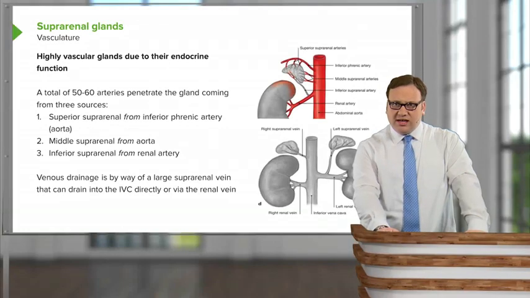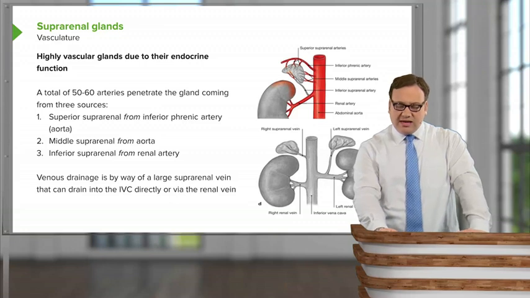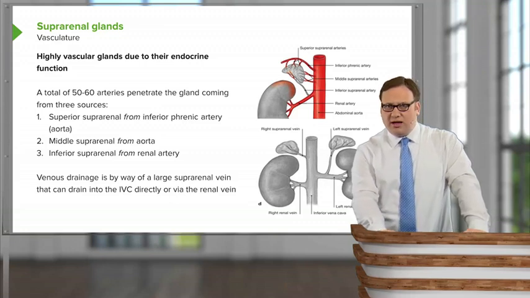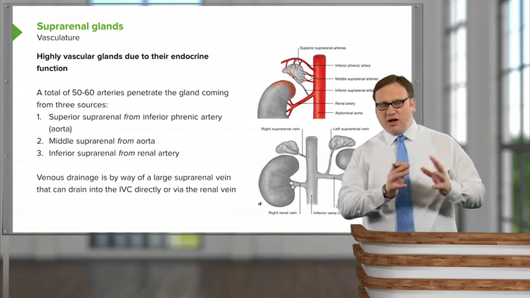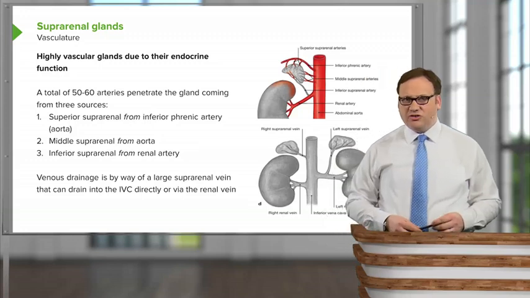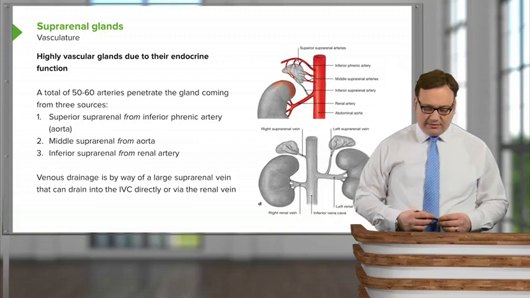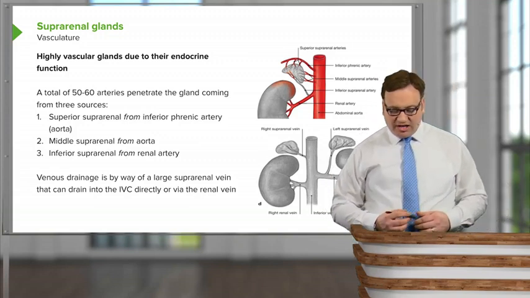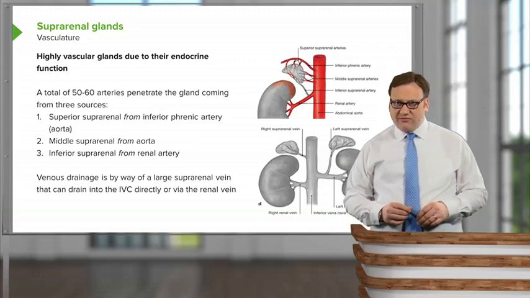Along its course, it can give rise to the inferior suprarenal artery, and that ascends up towards the suprarenal glands. So it has these 3 main sources, superior, middle, and inferior suprarenal arteries. And together, these will give a whole series of smaller branches totaling 50 to 60 arteries, indicating its function as an endocrine gland.